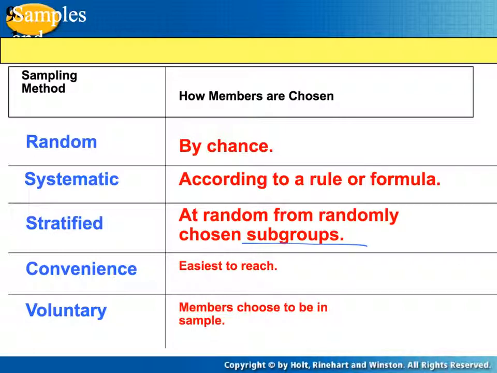Convenience is your easiest to reach. So let's go back to sampling all of the 7th graders for their favorite movie. Instead of me going around to every school in Minnesota and sampling all of the 7th graders, I'm going to sample the 7th graders here. Why? It's easy. I could just ask the 7th graders in my class, hey, what's your favorite movie? Hey, what's your favorite movie? It's easy for me. All right?